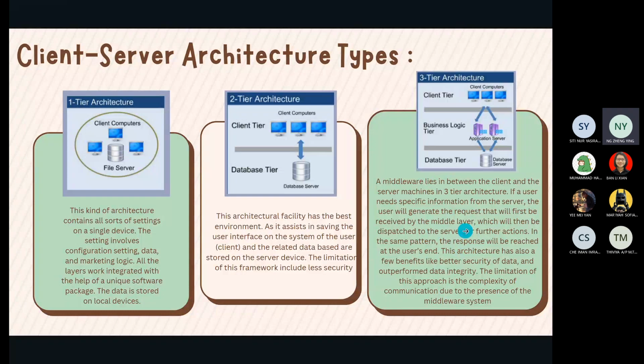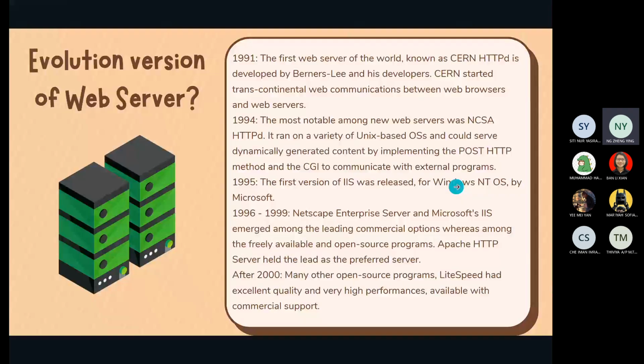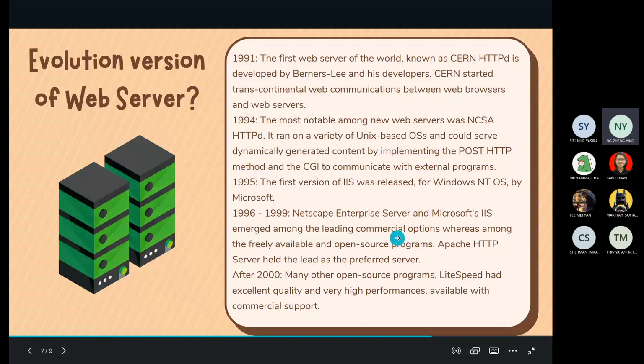In 1995, the first version of IIS was released for Windows NT OS by Microsoft. In 1999, Netscape Enterprise Server and Microsoft IIS emerged among the leading commercial options, whereas among the freely available and open source program, Apache HTTP server held the lead as the preferred server. After 2000, many other open source programs, Lighttpd had excellent quality and very high performance, available with commercial support.